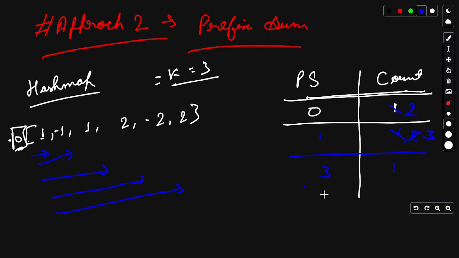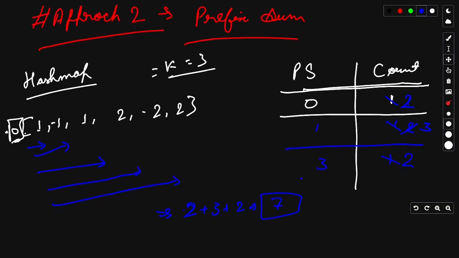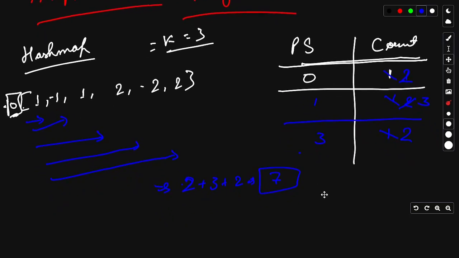And then we'll add 2 to this, which will increase the count of 3 to 2. Now the summation of all these counts will be our answer. 2 plus 3 plus 2, which is 4 plus 3, 7, right? Okay, we are taking this because obviously there are negative elements and we need to take it into consideration.